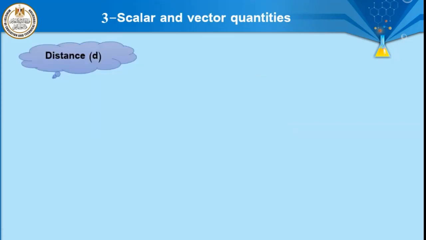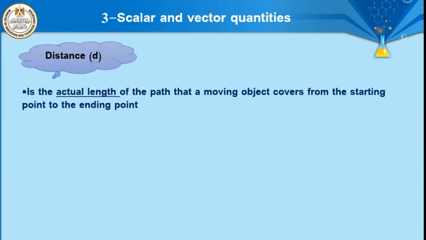So we can define distance as the actual length of the path that a moving object covers from the starting point to the ending point. Distance is any actual length, maybe a straight line or a curved line or both of them, covered by the object from the starting point to the ending point. So distance is a scalar physical quantity.